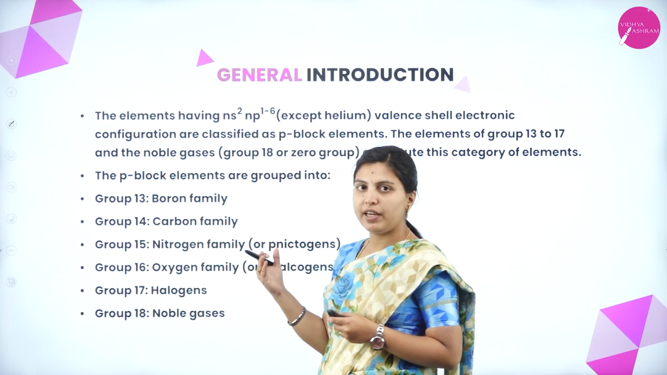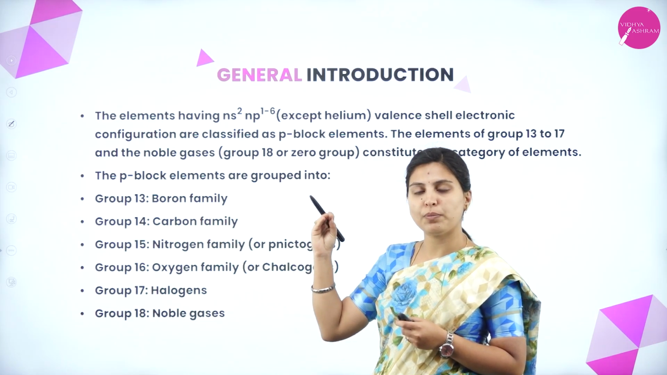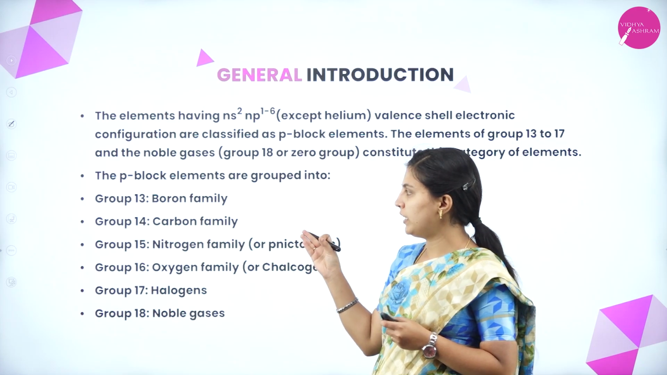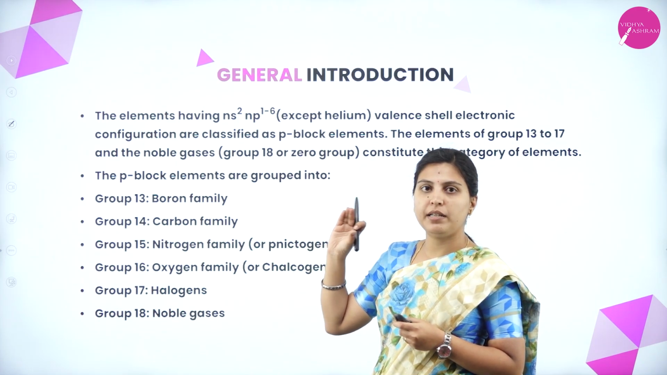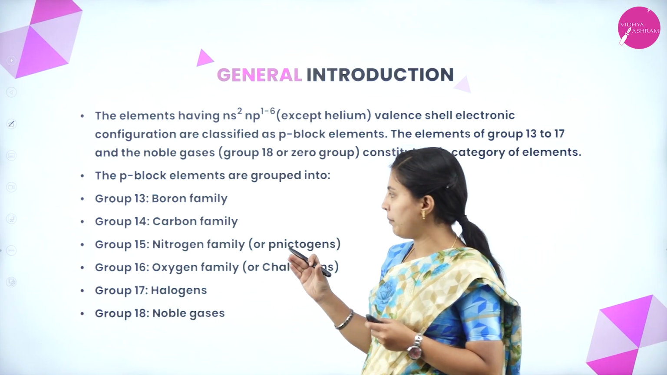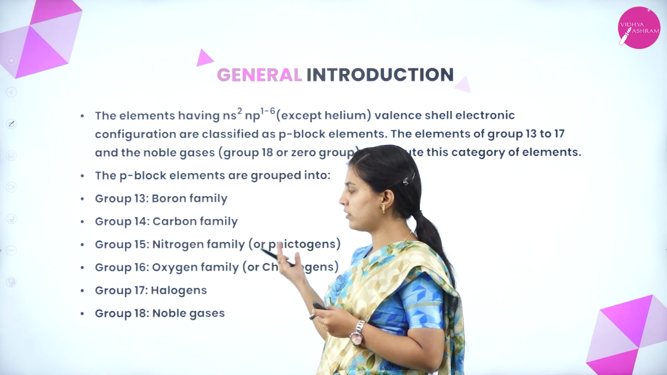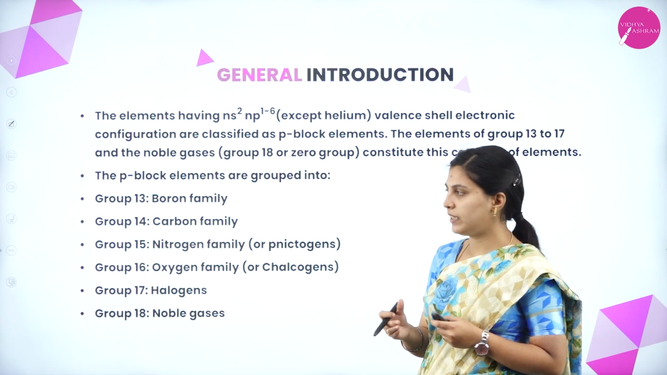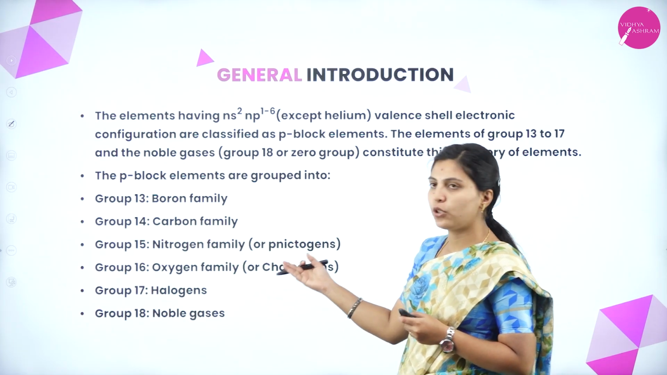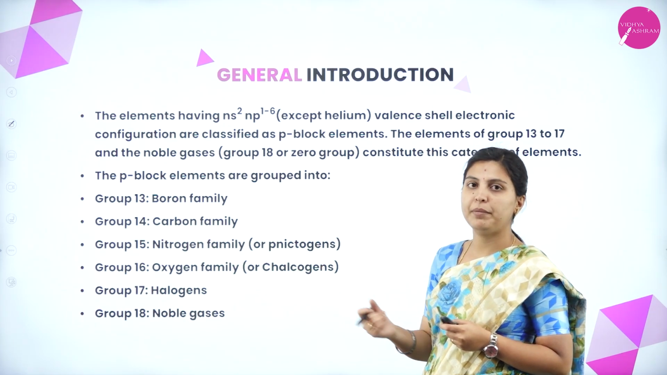This boron family, why? The starting element from top to bottom in group 13, that first element is boron, so boron family. Next carbon, carbon family. Next nitrogen, nitrogen family. Oxygen, oxygen family. Like this, overall 6 groups are there in p block.